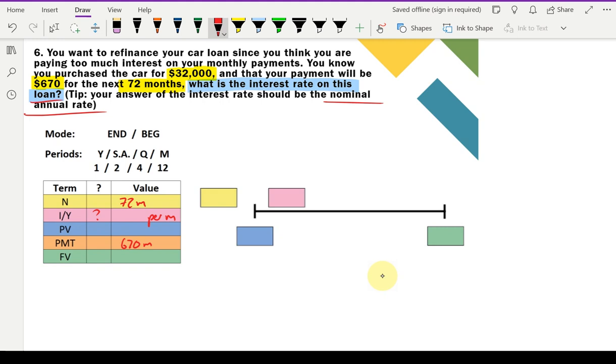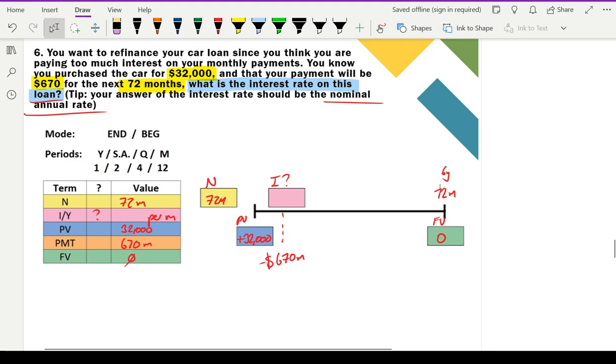Now we borrowed $32,000 and we're going to pay that down to zero. So let's do our timeline here. 72 months. The interest rate is what we're looking for. Present value is what we borrowed, which was 32. Since we borrowed it, it came to us, it's positive 32. Future value is 0. The payment, right, is going to be that we're paying $670 a month. And this is going to be a total of 72 months or 6 years. So what is the interest rate?